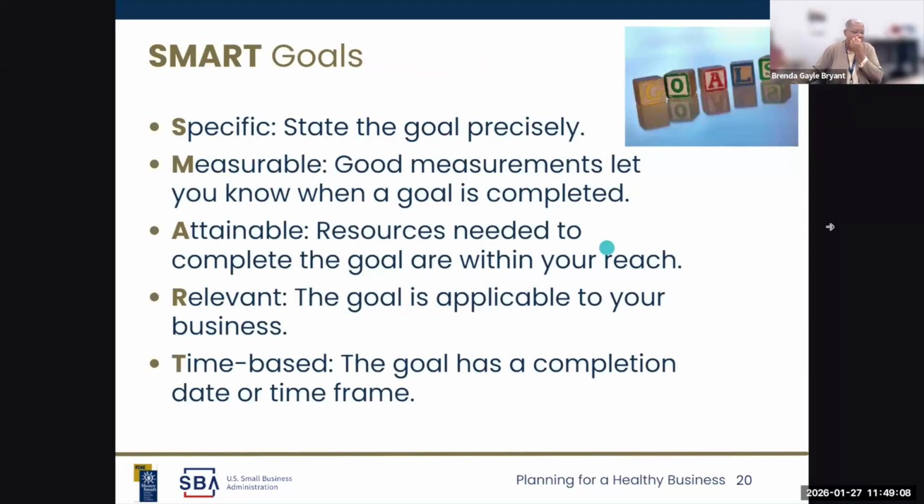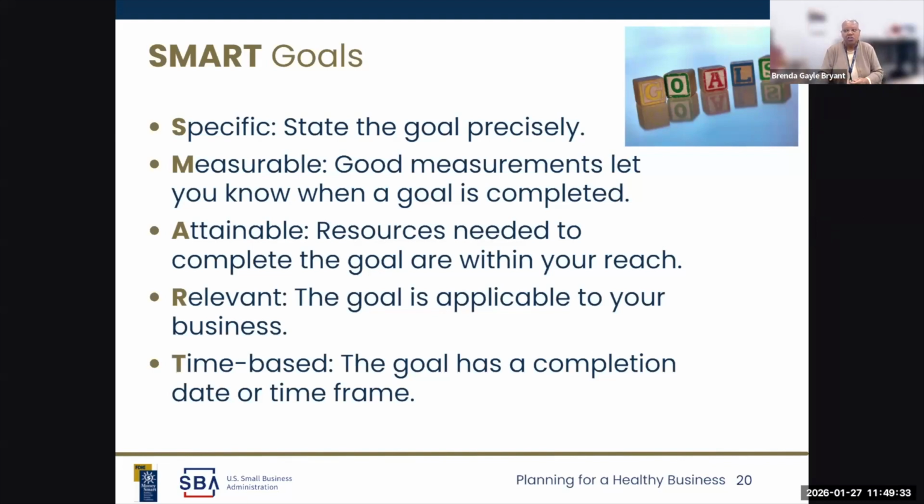So you've heard of this before. You've heard of SMART goals. SMART goals need to be specific. So you need to say exactly what it is you're looking for. I said my goal is Chicago. Well, my goal is really to speak at a convention that is happening in Chicago. That's specific.